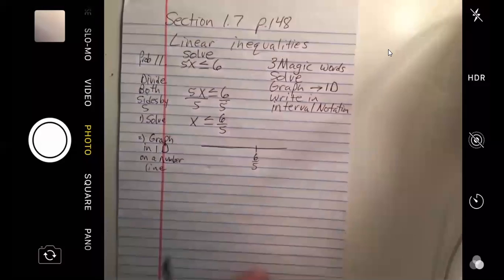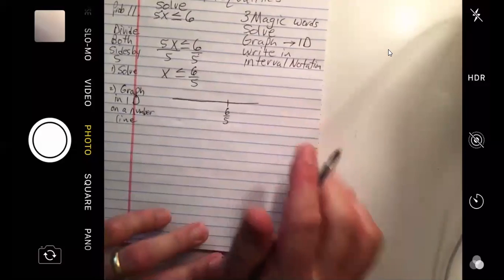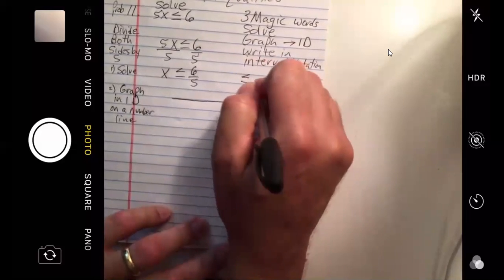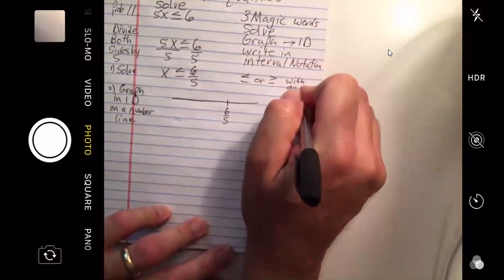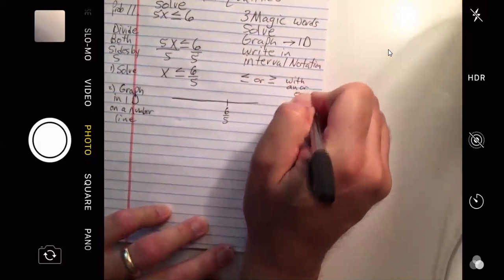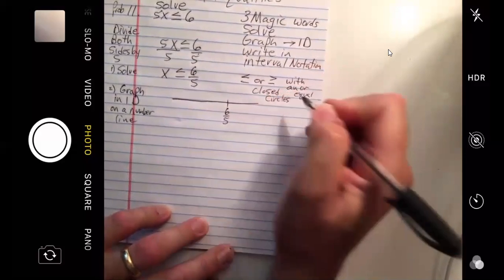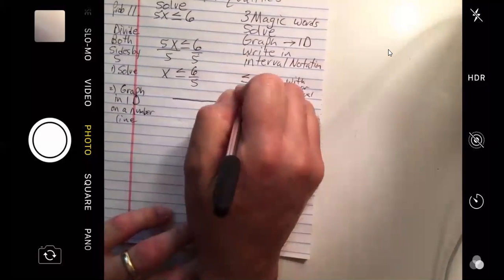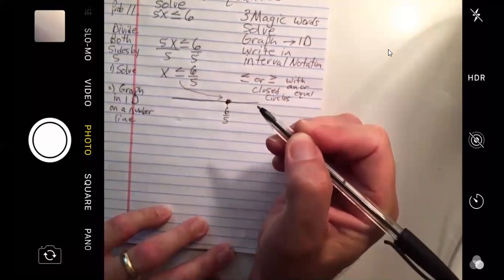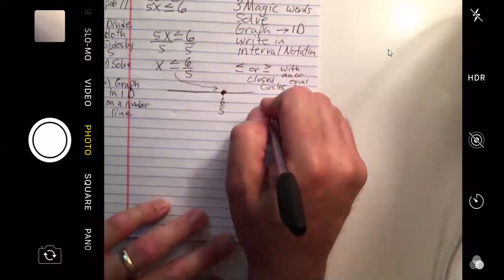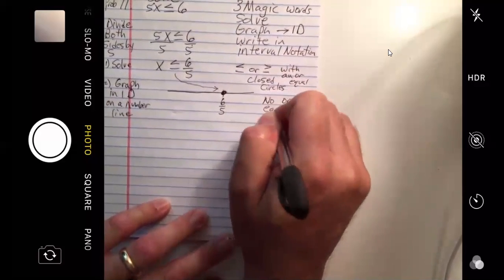Now, this is where things start to get very technical with a less than or equal or greater than or equal. In other words, with an or equal, it's closed circles. Hope you're familiar with this. And I'm going to put a closed circle there. No or equal to, it's open circle.